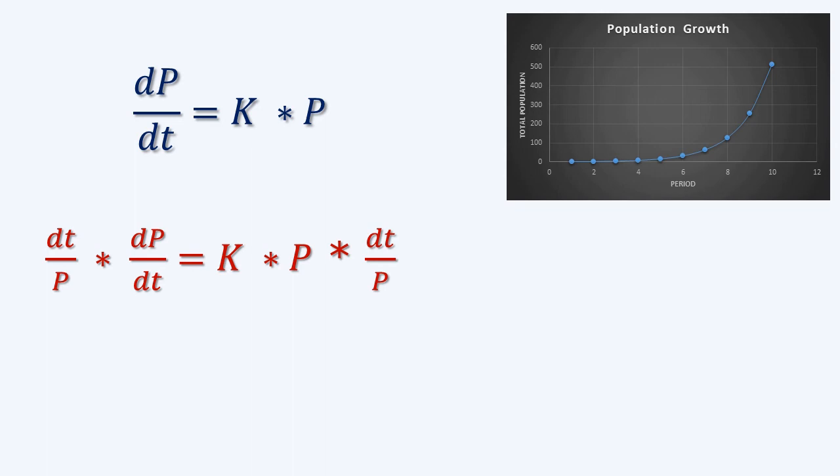Therefore, our current growth model depicts that the rate of change of population, which is dP by dt, is equal to our constant k times the current population at time t. Now we can try and simplify our formula by introducing a factor dt over P, so that on the left hand side our dt's will cancel and we will be left with dP over P. And on the right hand side, our P's for population will cancel and we'll be left with k times dt.